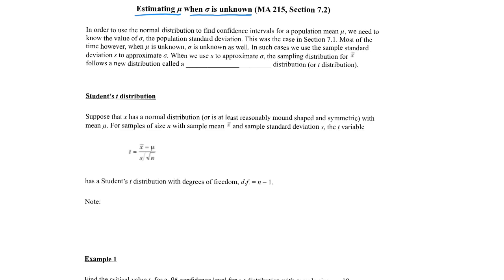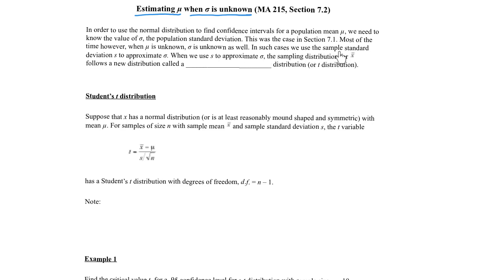So, thing to notice here, it says in order to use a normal distribution to find confidence intervals for a population mean mu, we need to know the value of sigma, the population standard deviation. Okay, that's what we had in section 7.1. Most of the time, however, when mu is unknown, sigma is unknown as well. So if you don't know the population mean, most likely you're also not going to know the population standard deviation, sigma. In such cases, we use the sample standard deviation, little s, to approximate sigma.